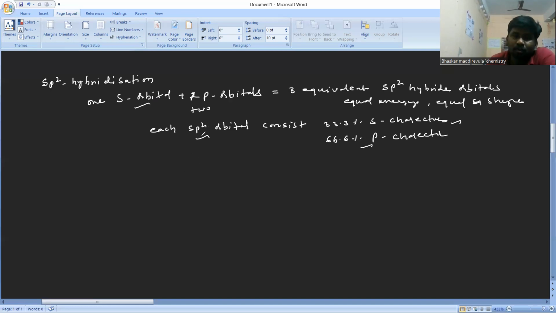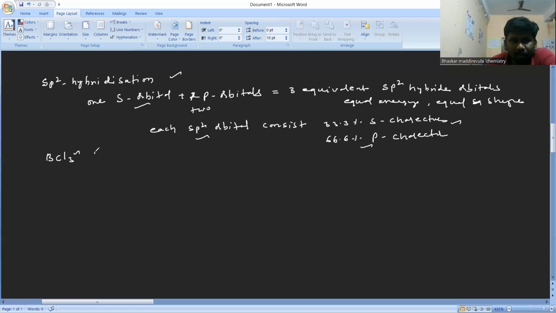Now, these sp2 hybrid orbitals will orient around the central atom at 120 degrees. I'll explain by taking one small example. To explain this sp2 hybridization, I am taking the example of boron trichloride.